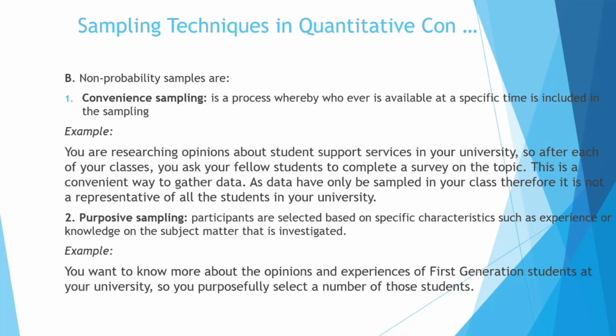Another example: you want to know more about the opinions and experiences of first generation students, not first year students, but the first generation students at your university. So you purposefully select a number of those students. I think here I've tried to correct it. I think yesterday it was not corrected. It's supposed to be purposefully, all right? Now, your participants should be first generation students. How do you define first generation students in your case? Which students are we referring to as first generation students?